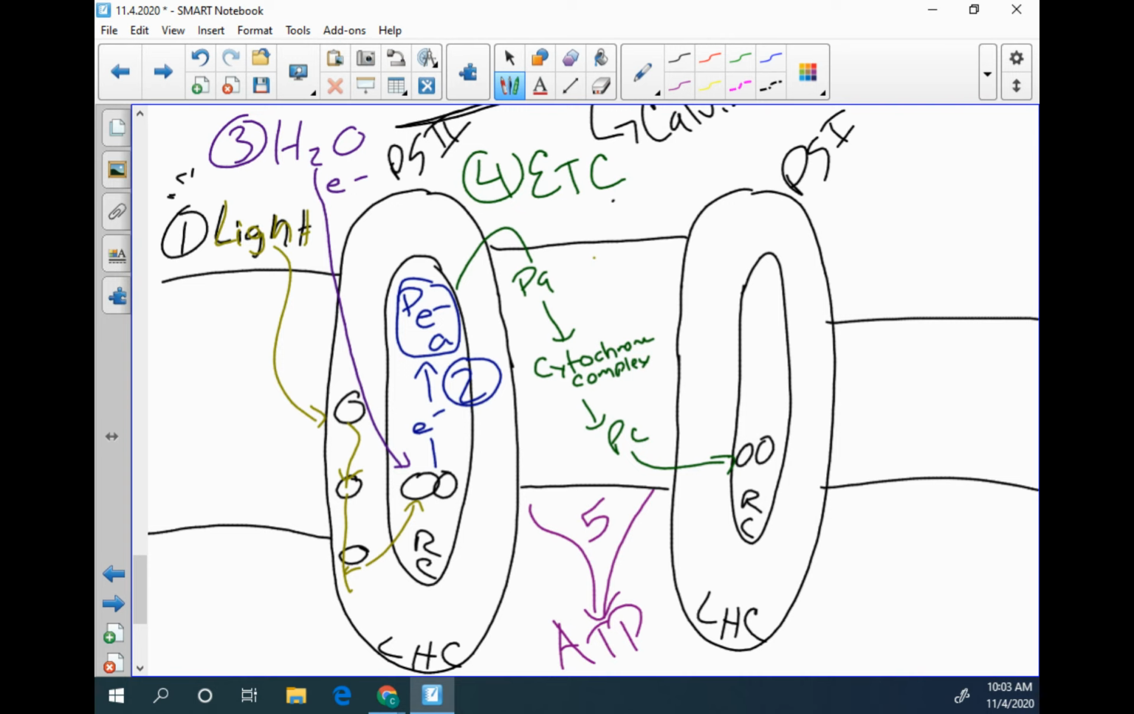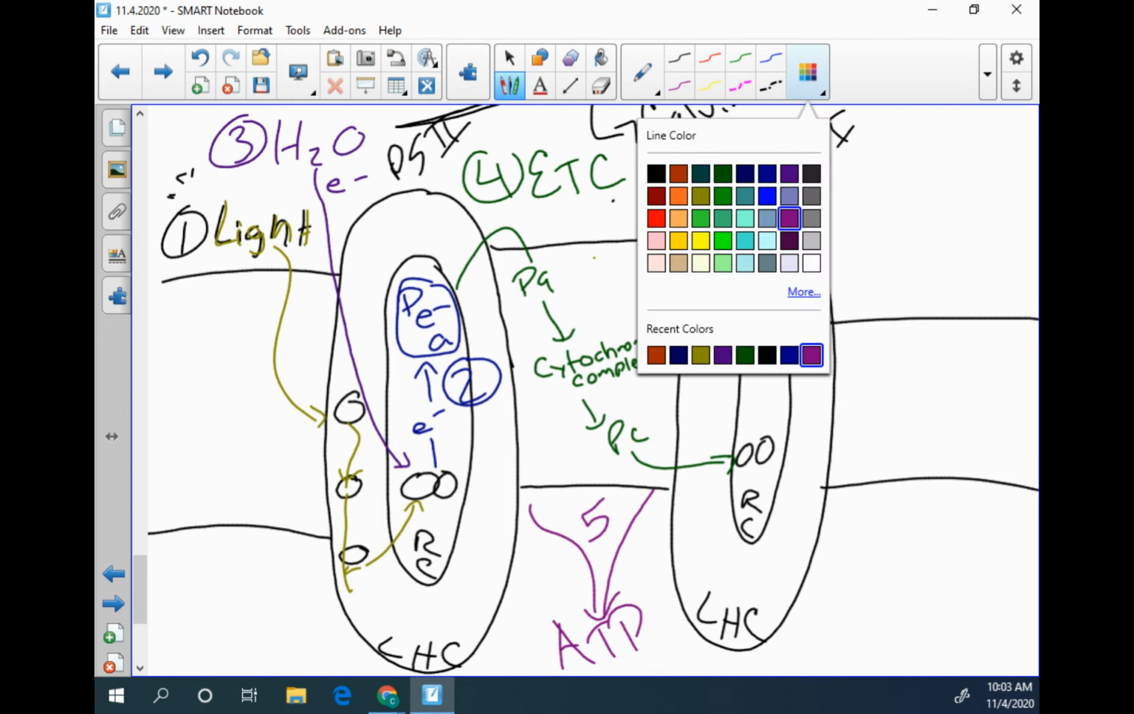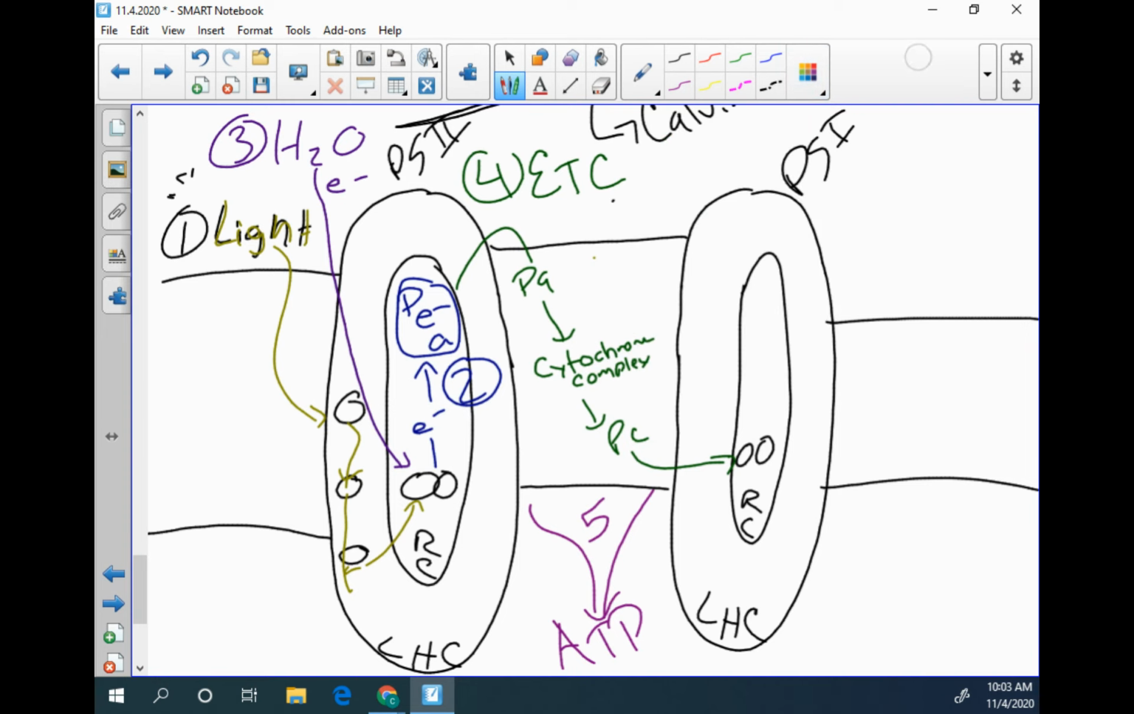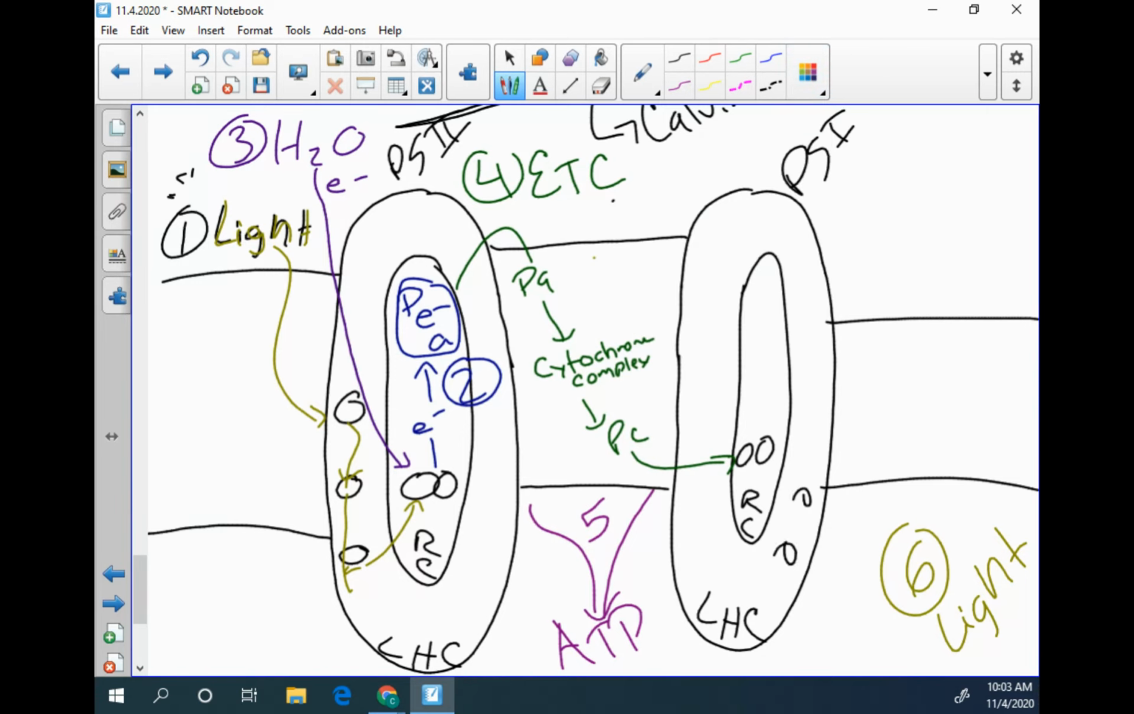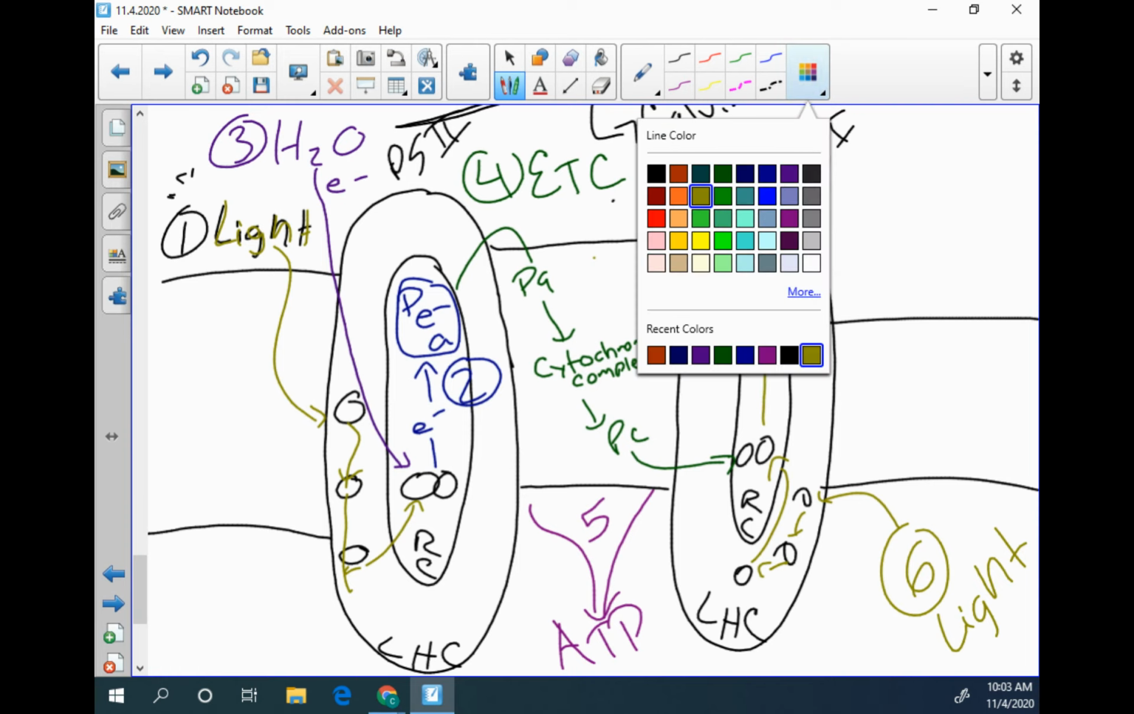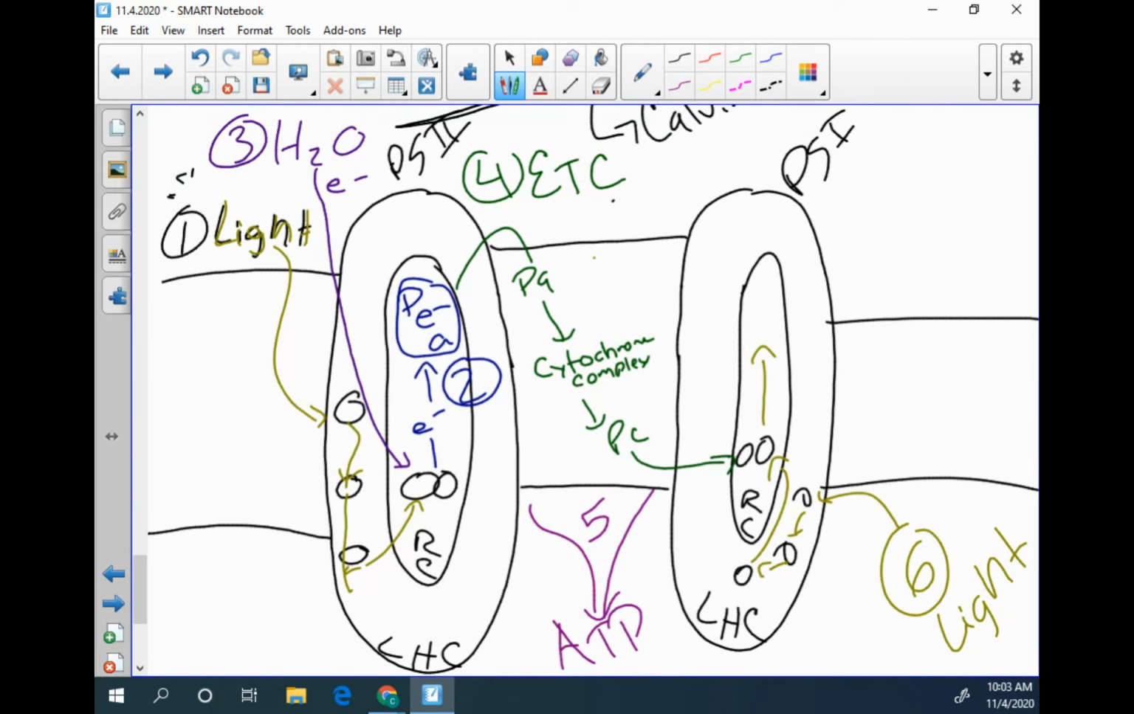Let's see. Step 6 is light again. I have it coming from this way just for space, but it would be up here. It will hit our little pigments until eventually it gets transferred to the special chlorophyll molecules, which will send those electrons to our primary electron acceptor.